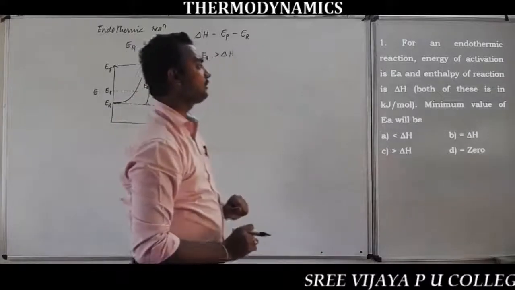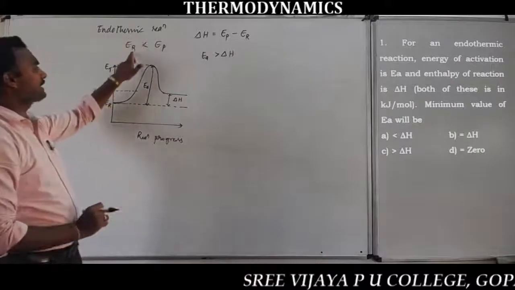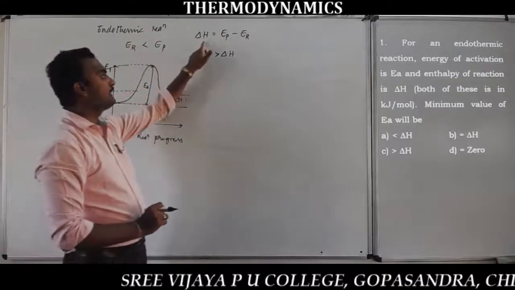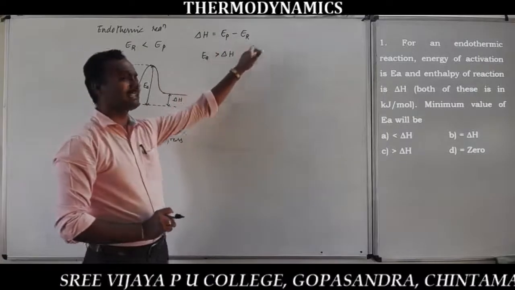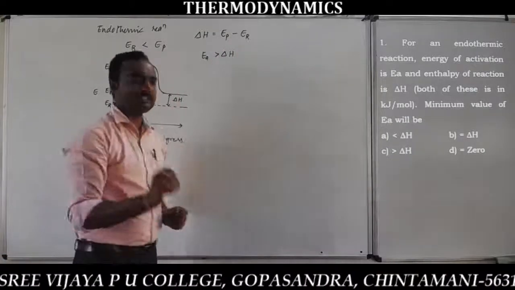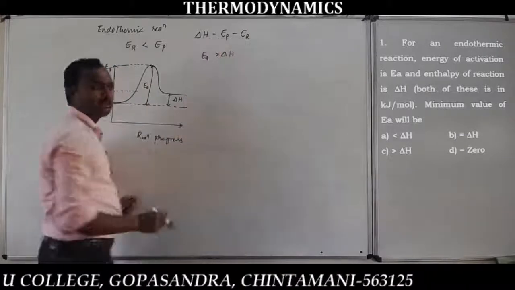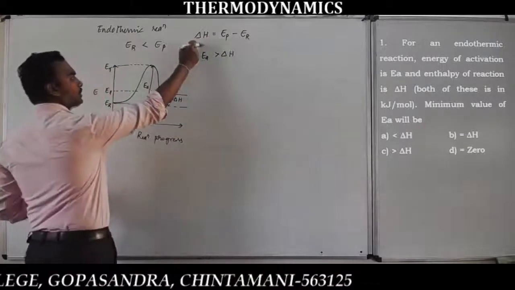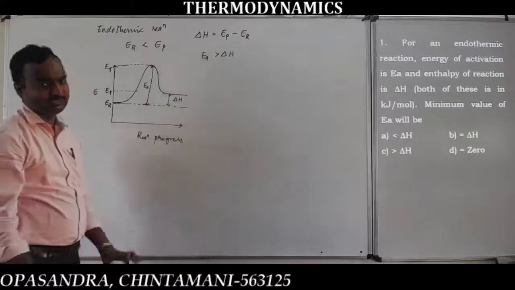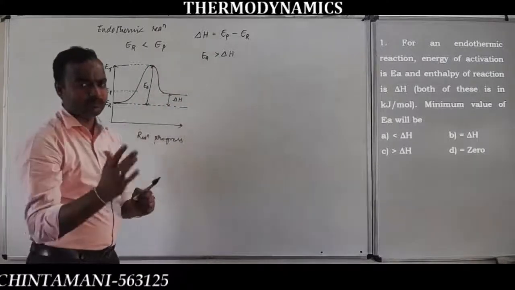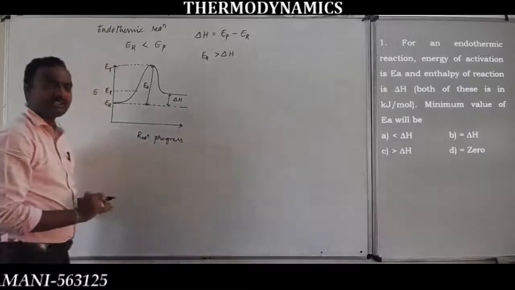For an endothermic reaction, the energy of the reactant is less compared to the energy of the product. Therefore, delta H is equal to EP minus ER, energy of product minus energy of reactant. Since the energy of the product is higher, the delta H sign comes out positive. If delta H is positive, then it is endothermic. That becomes clear. Activation energy is a new concept for first year students, while second year students will know it.